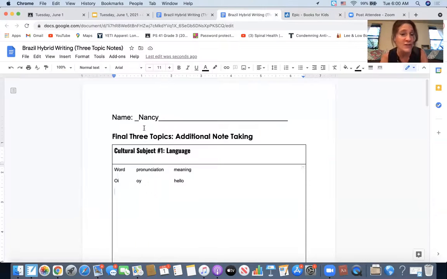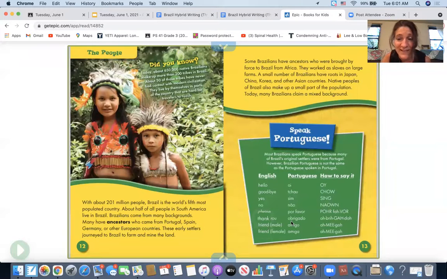It's just like Spanish. So it's por favor, pronounced por favor, and it means please. Okay. Then I'm going to go back in and I want to say thank you. And this is a fun word. This is a word that I did not know. It's obrigado. And the word means thank you.